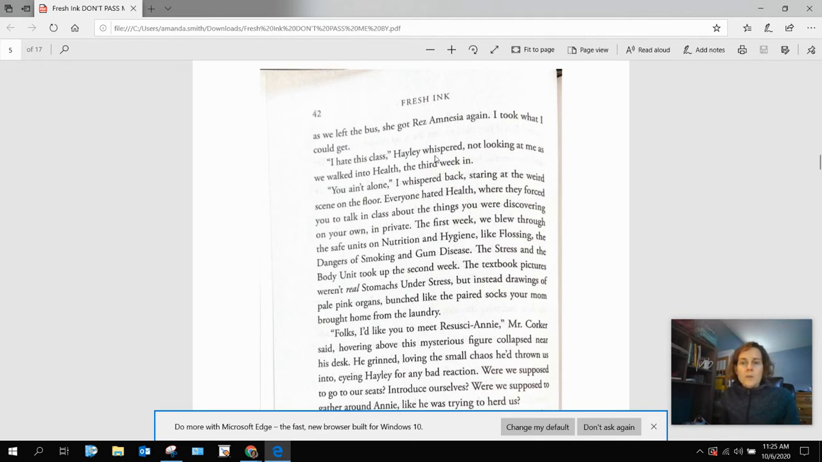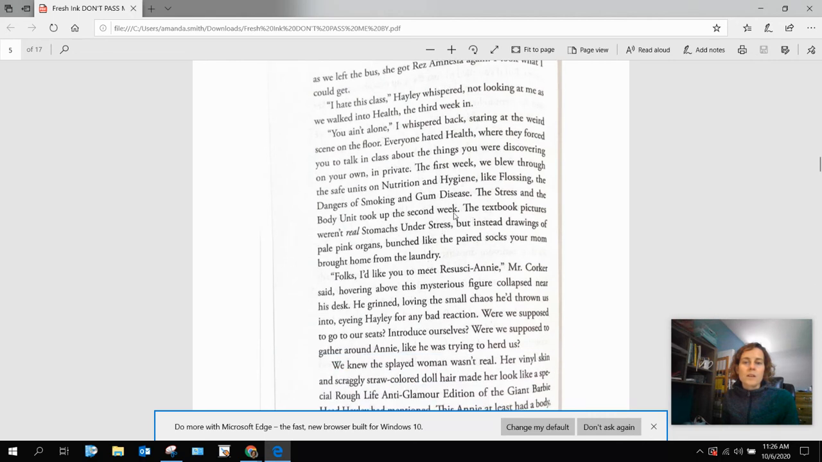I hate this class, Haley whispered, not looking at me as we walked into health, the third week in. You ain't alone, I whispered back, staring at the weird scene on the floor. Everyone hated health, where they forced you to talk in class about the things you were discovering on your own in private. The first week, we blew through the safe units on nutrition and hygiene, like flossing, the dangers of smoking, and gum disease. The stress and body unit took up the second week. The textbook pictures weren't real stomach ulcers under stress, but instead drawings of pale pink organs, bunched like the paired socks your mom brought home from the laundry.